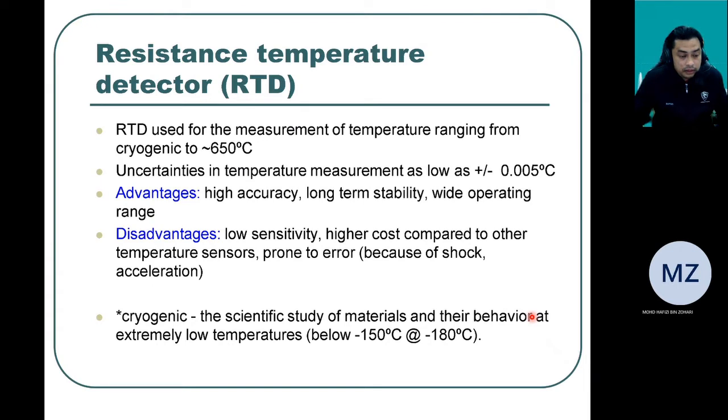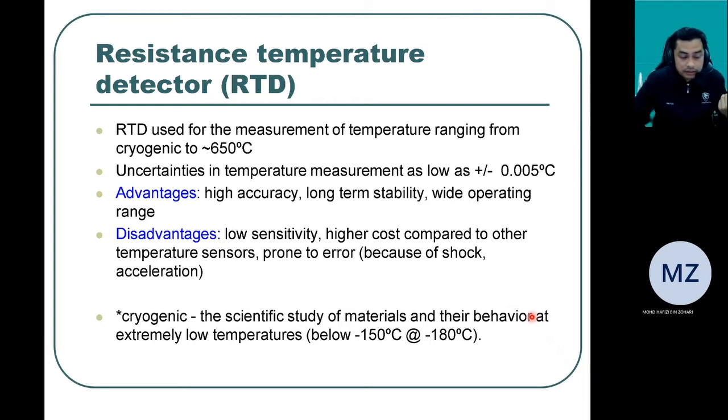So the RTD can be used starting from cryogenic. Cryogenic means a very low temperature for a body, for a material, for example usually below minus 150 degrees C or minus 180 degrees C. And then it can be used up to 650 degrees C. So you have a very huge range compared to the previous ones we discussed, the bimetallic thermometer or the liquid thermometer.